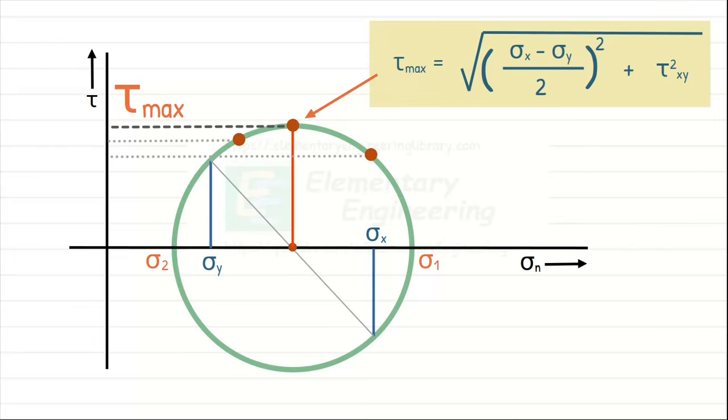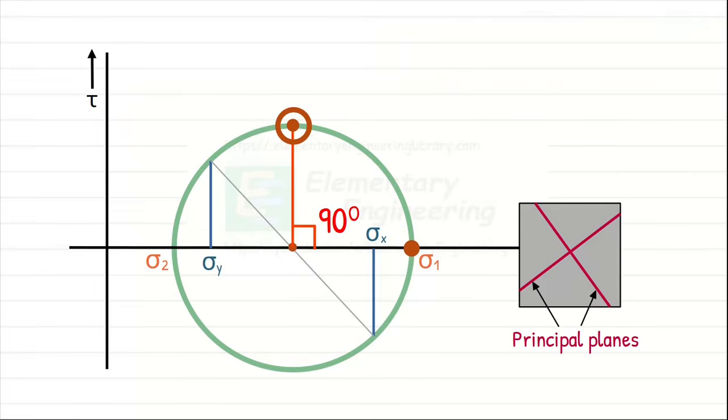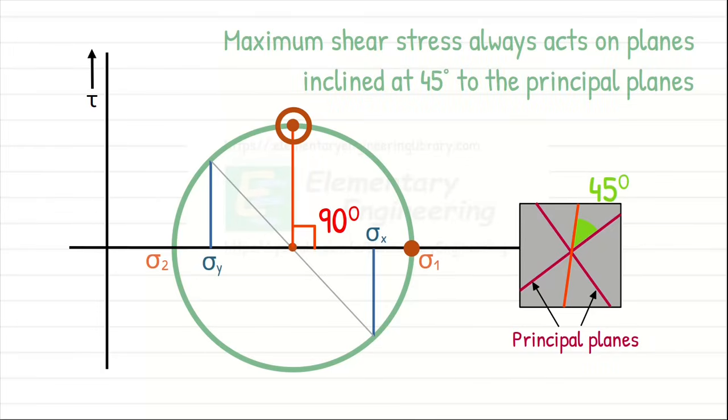We can see that the point representing the maximum shear stress makes a 90-degree angle at the center of the circle with our principal stress point. And since the angle on Mohr circle are double the actual angle, the plane of maximum shear stress is actually inclined at 45 degree from the principal plane in the material. So maximum shear stress always acts on planes inclined at 45 degree to the principal planes.